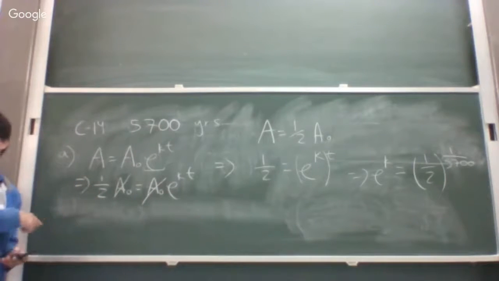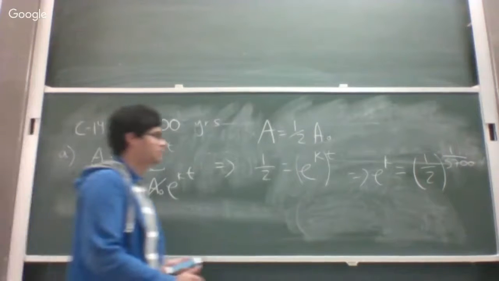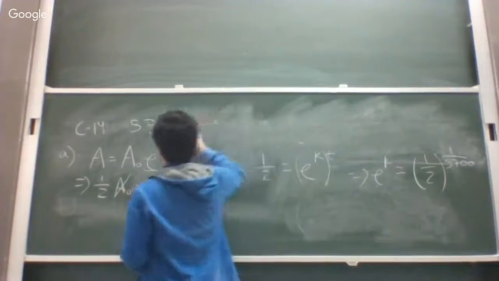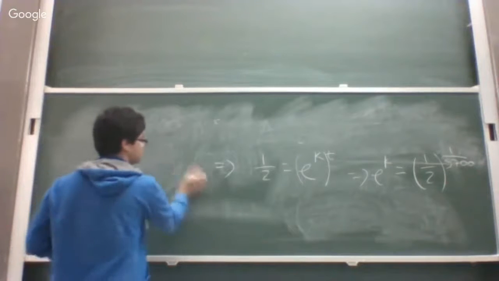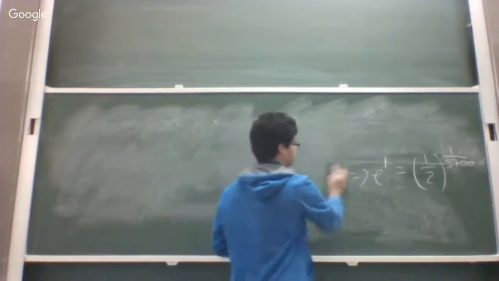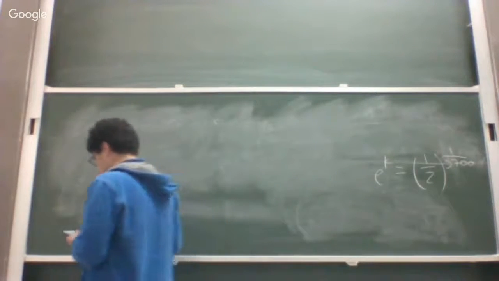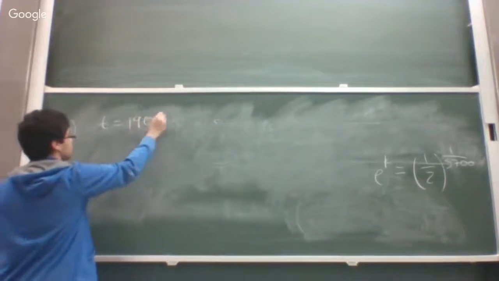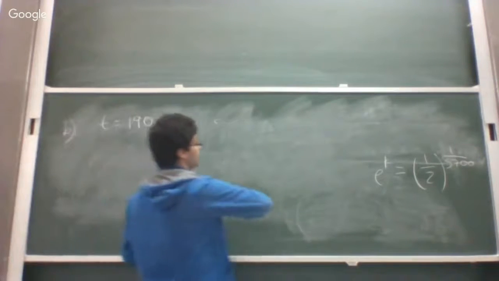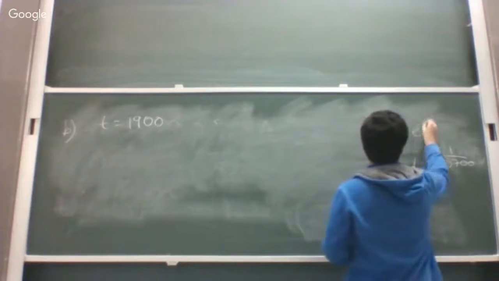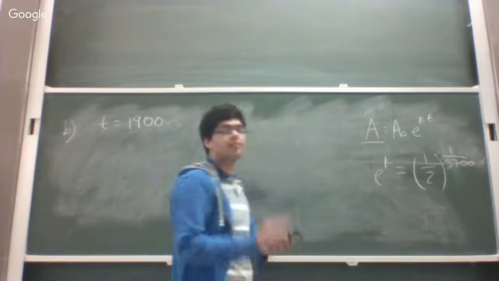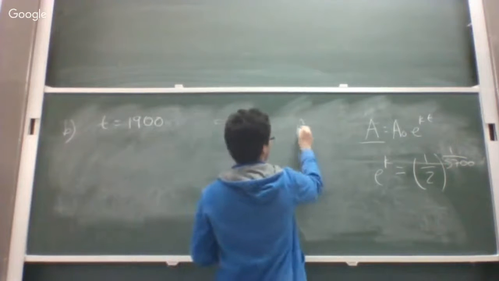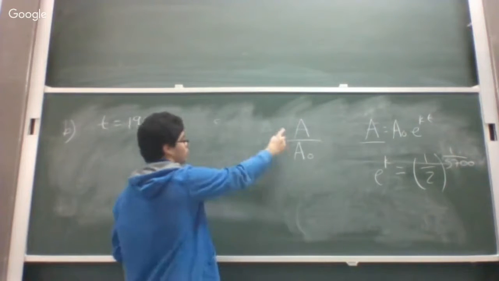Is it okay if I erase this? I don't want to work on the bottom one. Yeah? All right. I'll give you guys one more second. Part B, they ask what percentage is left when t is equal to 1900. You have to realize that in the formula, this A that we get is the amount that is left after a certain amount of time has passed. So if we're looking for a percentage or a fraction, we want A over the entire quantity. So our fraction is A over A naught.